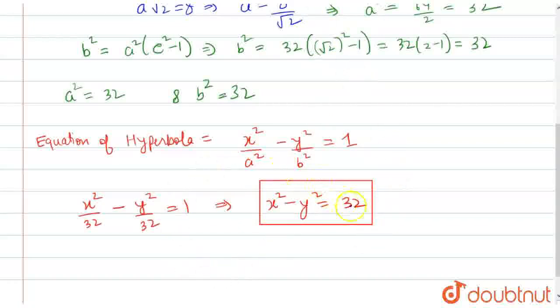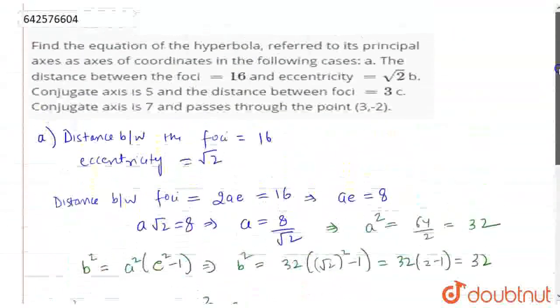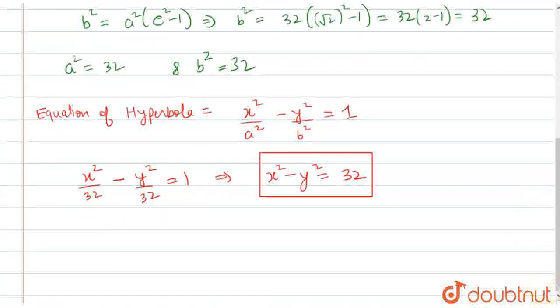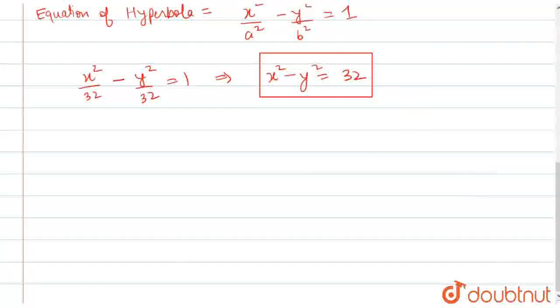Now we will move to our second part. In second part, it is given that the conjugate axis is 5 and the distance between foci is 13. So conjugate axis, the B part, conjugate axis is equal to 5 and distance between foci is 13.